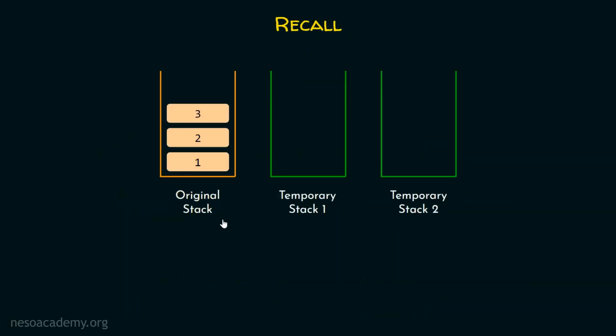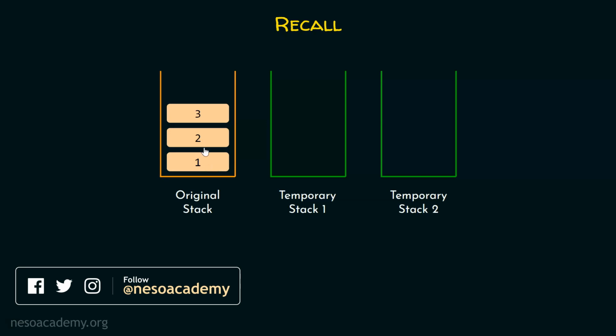Recall that we want three different stacks, that is original stack, temporary stack 1 and temporary stack 2, for the purpose of reversing these elements, that is 1, 2, 3. We want to reverse all these elements. This simply means we want to make this element the topmost element of the stack and this element the bottommost element of the stack, right? For this purpose, we need these two stacks, temporary stack 1 and temporary stack 2.